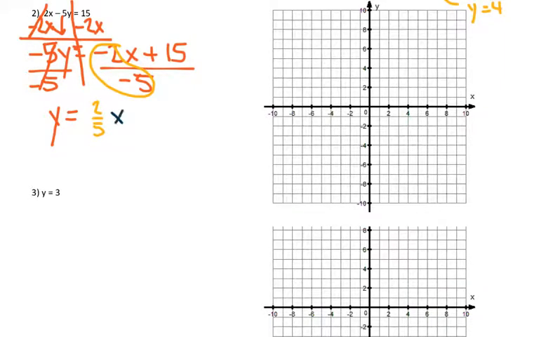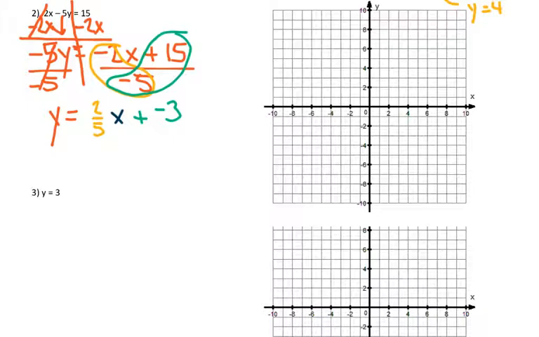And then we have our x. And then my y-intercept is going to be 15 divided by negative 5. So that's negative 3. So I could have put minus 3, or I could put plus a negative 3. Those mean the exact same thing. Now we're ready to graph.